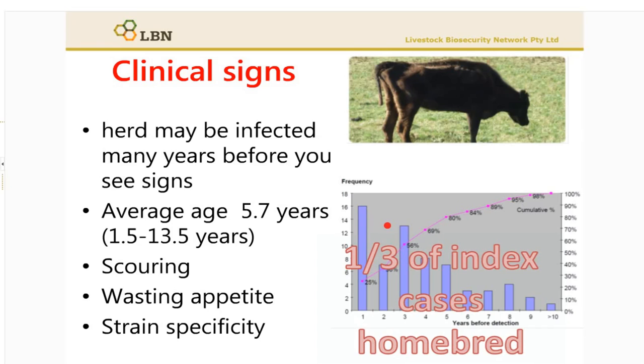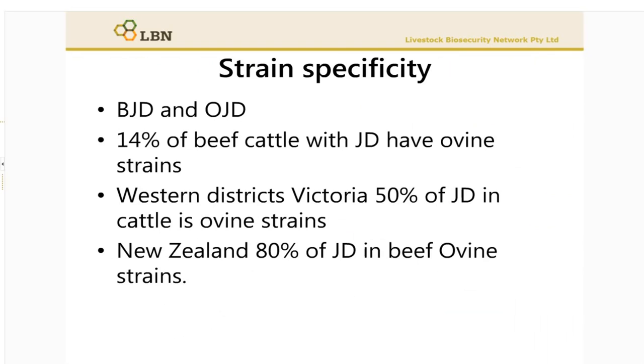I'm going to talk a little bit about the strain specificity, which is one of the things which has really led to the development of this new regime we're talking about. For a long time, we actually believed that BJD was mostly caused by a bovine strain of Johne's disease, Mycobacteria paratuberculosis. Ovine Johne's disease in sheep was caused by the sheep strain. And the feeling was that occasionally you would get crossover, but it was a rare event rather than a common event.